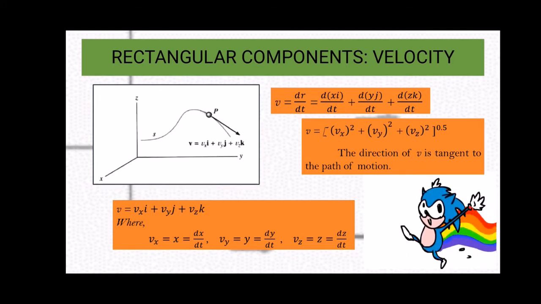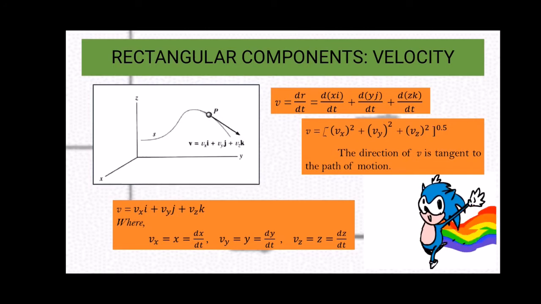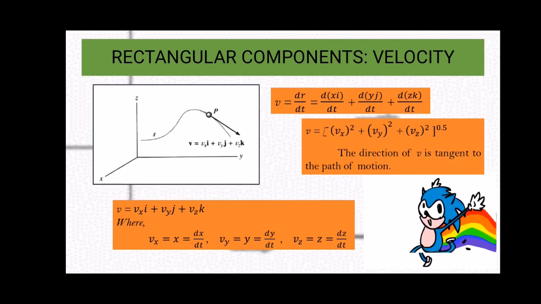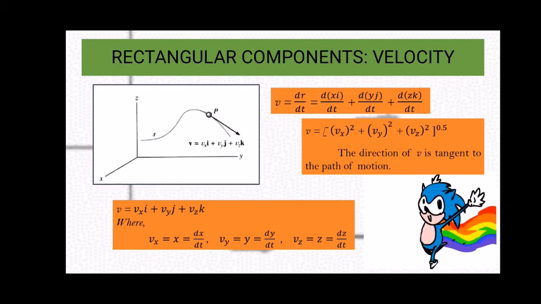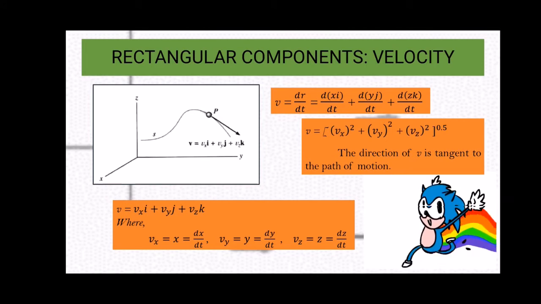And so the magnitude of the velocity vector is v is equal to v sub x squared plus v sub y squared plus v sub z squared, raised to 0.5, and so the direction of v is tangent to the path of motion.